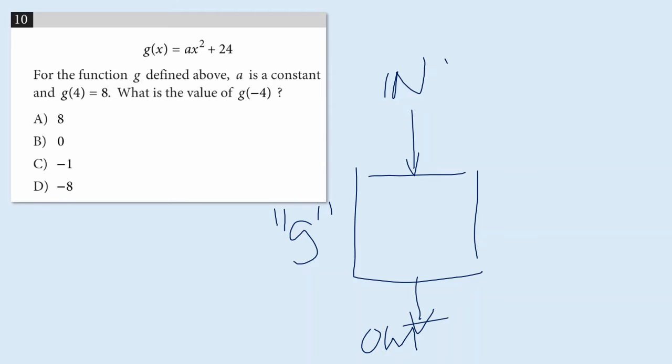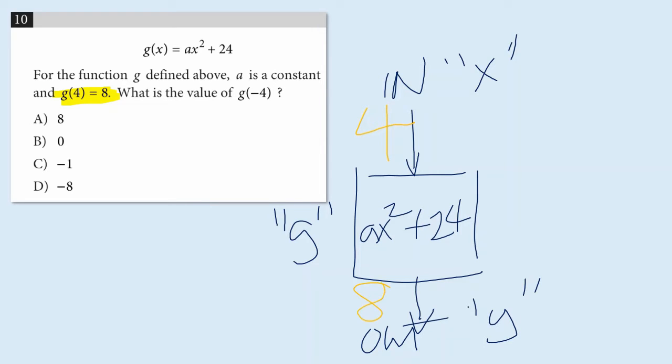What goes in we can call x, and the machine is going to take x, square it and multiply by a, and then add 24. This is all the same as before. And what comes out we can call y. And let's look at the important information they've given us. So they're telling us that when 4 goes in, 8 comes out. So let's write that down. When 4 goes in, 8 comes out.